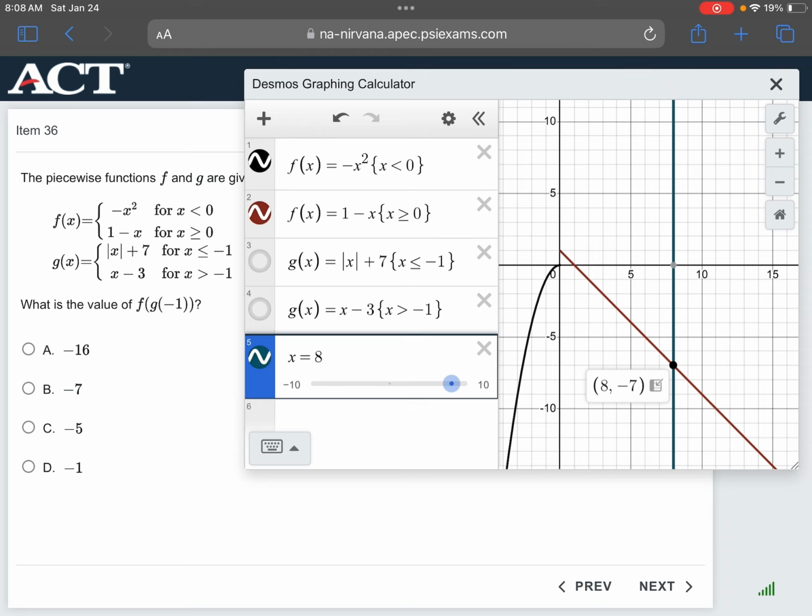So there we have it. After doing g of -1, we got a value of 8, and then we do f of 8, and that gives us a value of -7. So our correct answer is choice B.